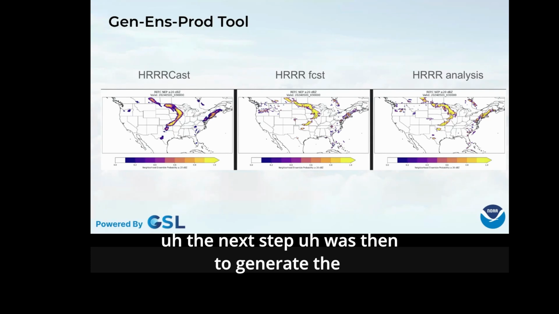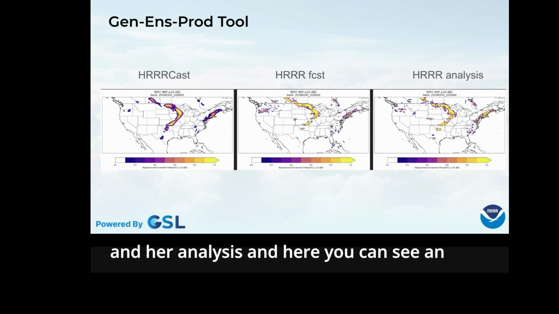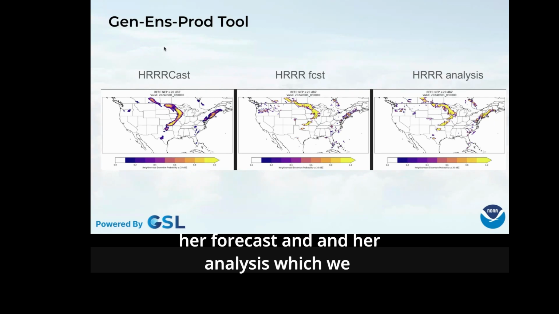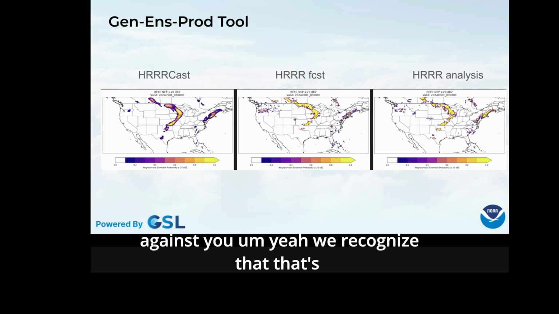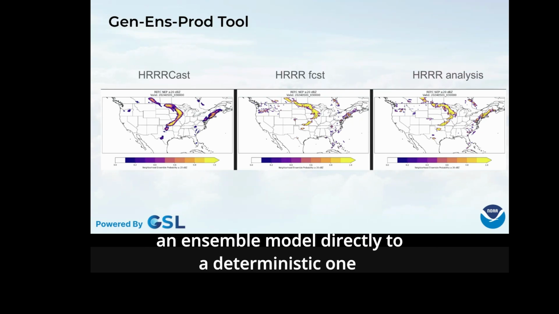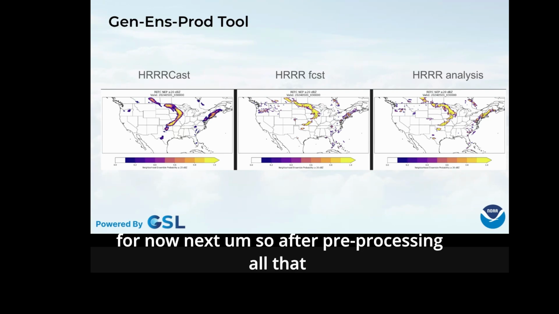The next step was then to generate the same probability fields for the HRRR forecast and the HRRR analysis. And here you can see an example of this probability distribution for HRRR forecast, and the HRRR analysis, which we consider the truth, and we are comparing against it. Yeah, we recognize that this is not usual. It's not usual to compare an ensemble model directly to a deterministic one, but this is the way that we approach it for now. Next.